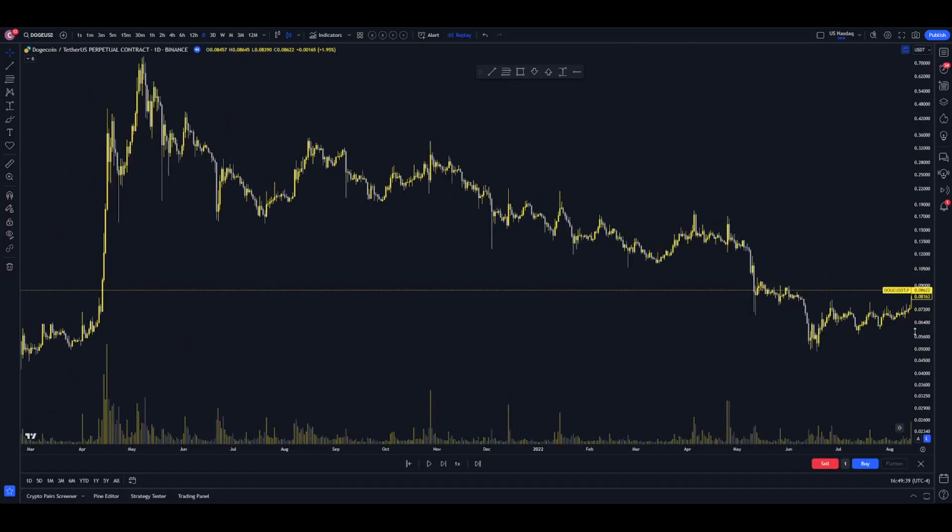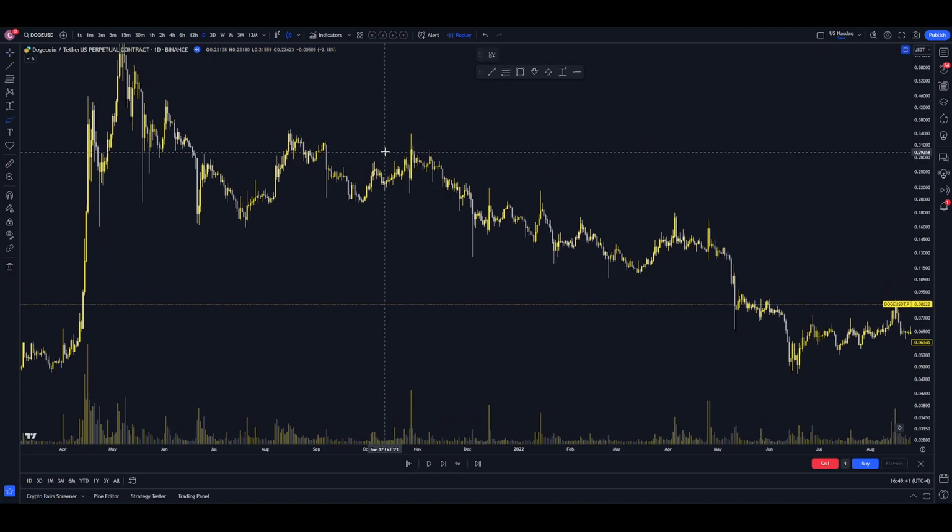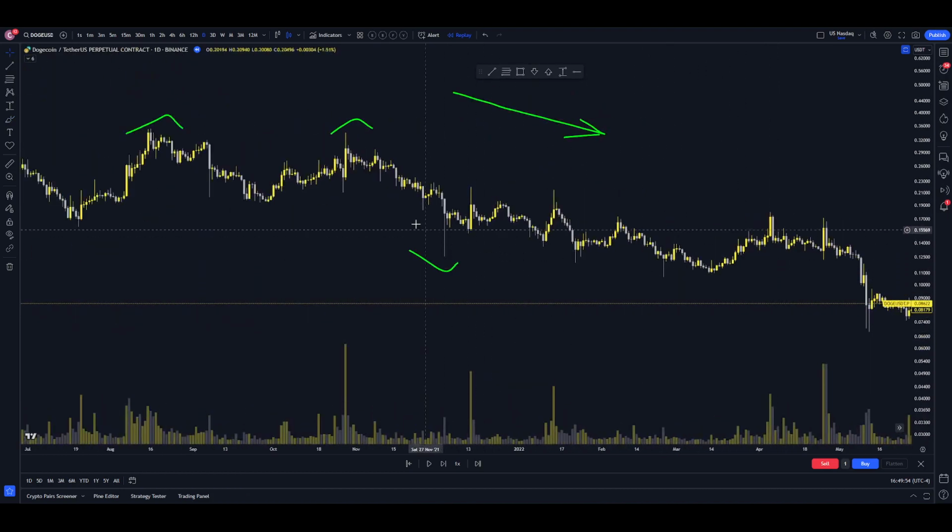So again, we've determined that price is making lower highs and lower lows now. So we want to be a better seller than we want to be a buyer, right? We're focusing on selling higher and buying cheaper.